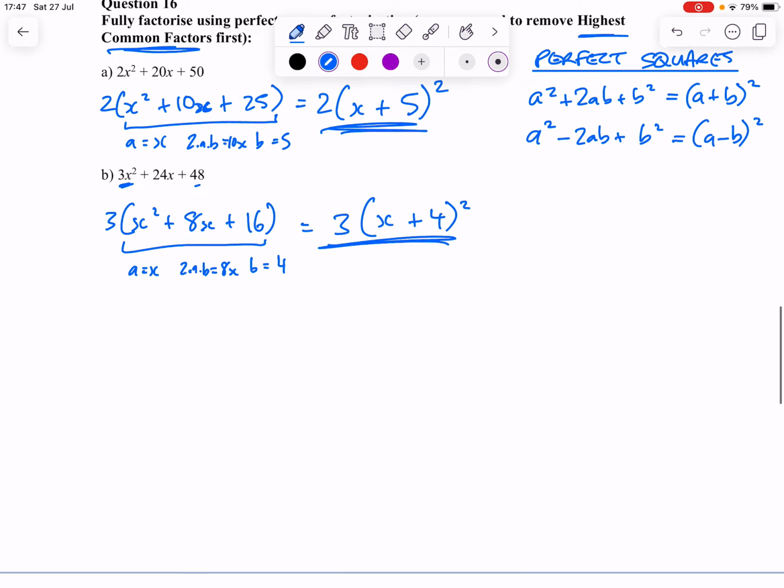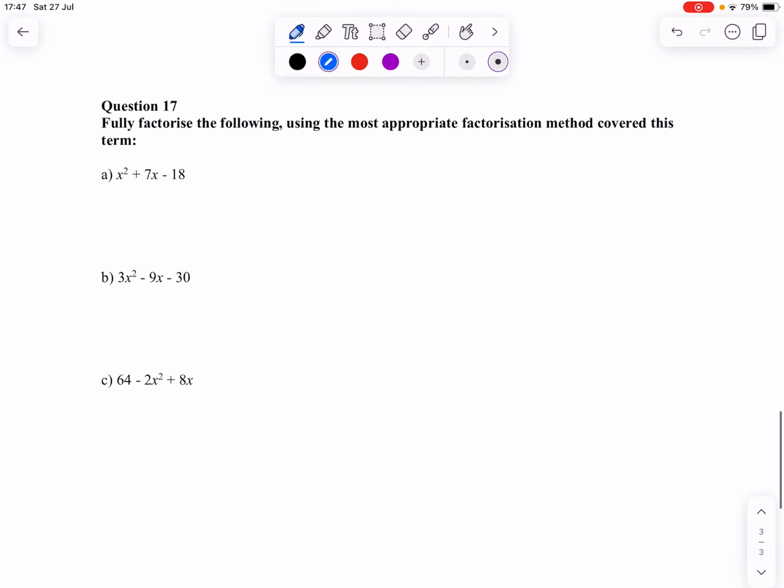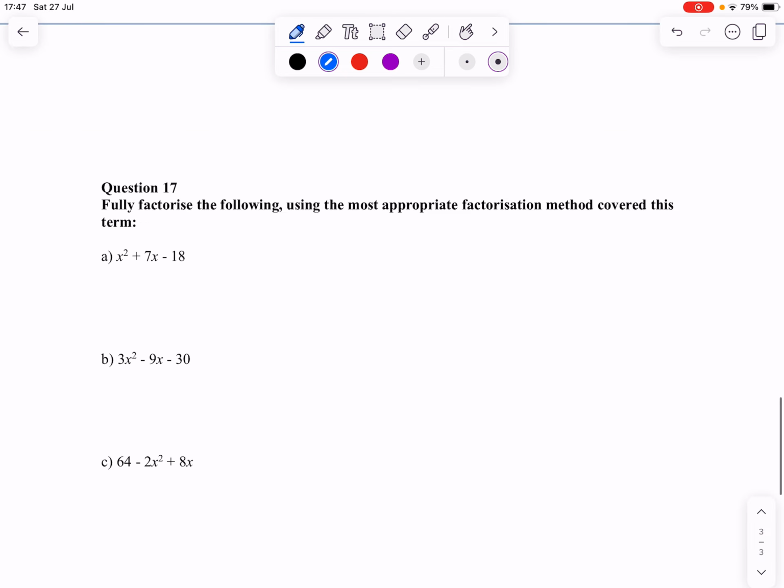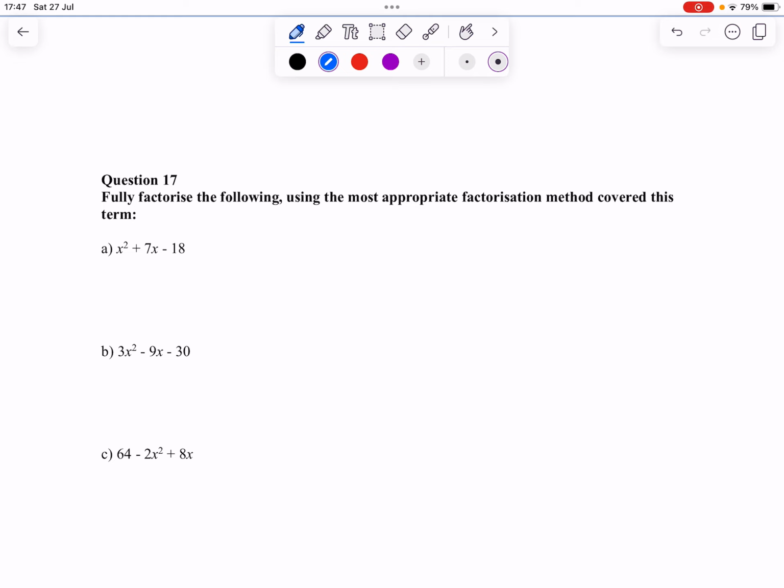That's question 16 done. Question 17, fully factorize the following. I think these are the last 3 questions. Using the most appropriate factorization method, covered this term. So using any of the rules.